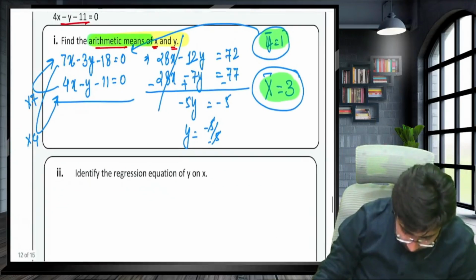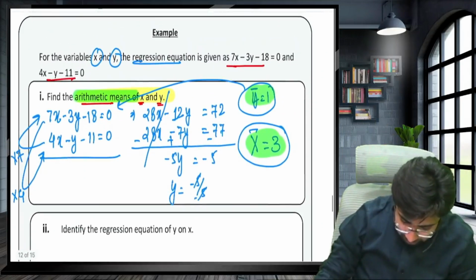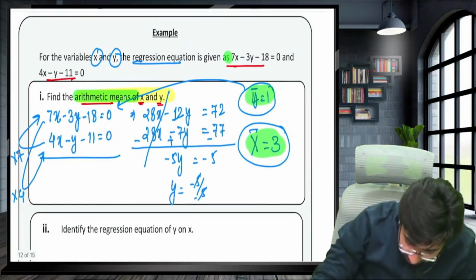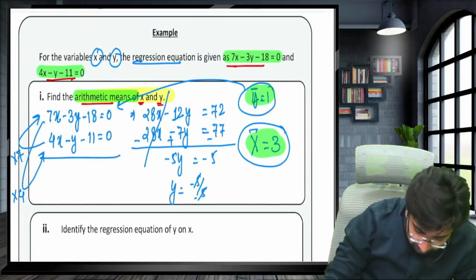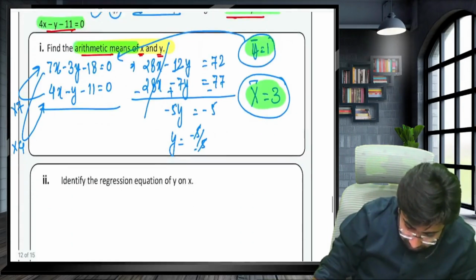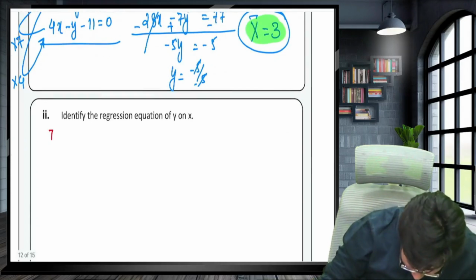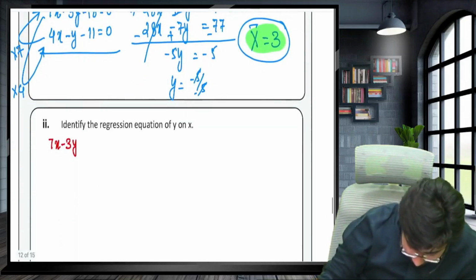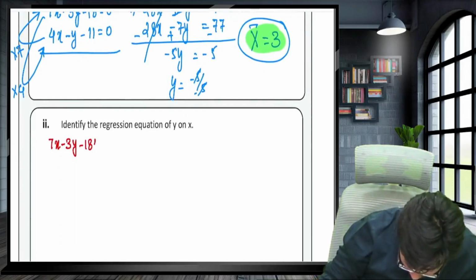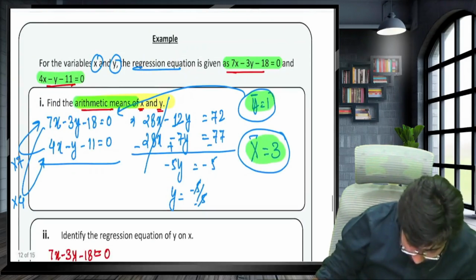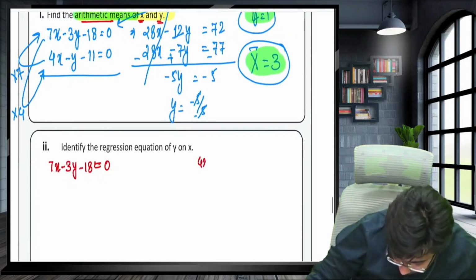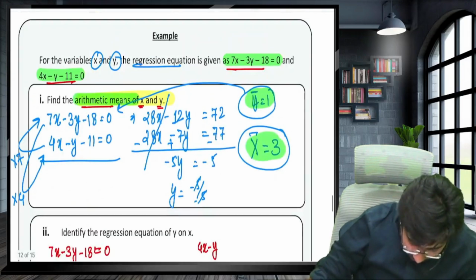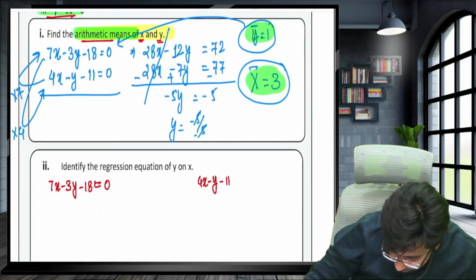Guys, now see one of the most important questions. This is one line and this is another line. One is 7x minus 3y minus 18 is equal to 0, and another one is 4x minus y minus 11 is equal to 0.